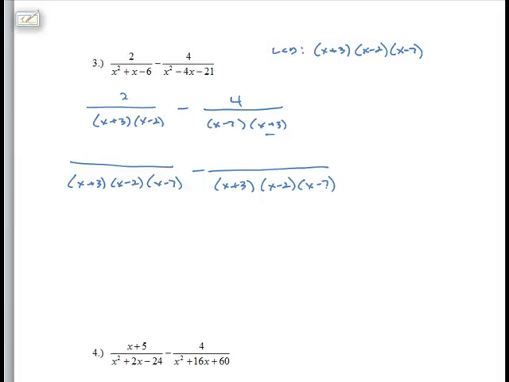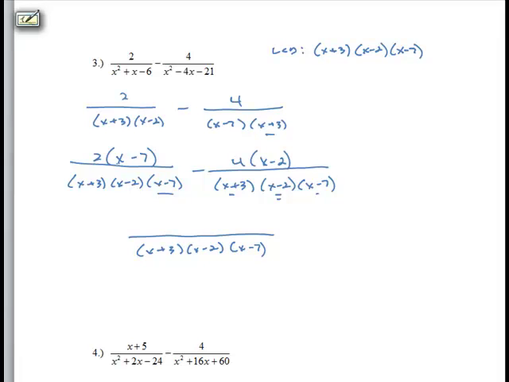So the first one, in order to rewrite this denominator so it's a common denominator, we multiplied it by the factor x minus 7, which means we have to multiply the numerator by the factor x minus 7. The second one already had the factors x plus 3 and x minus 7, so we multiplied the denominator by the factor x minus 2, which means we have to multiply the numerator by the factor x minus 2. So now it's just a matter of simplifying and combining the numerators. That same common denominator is going to carry through.